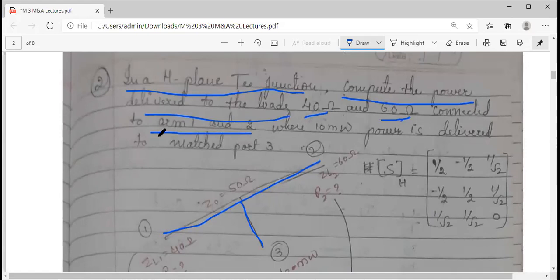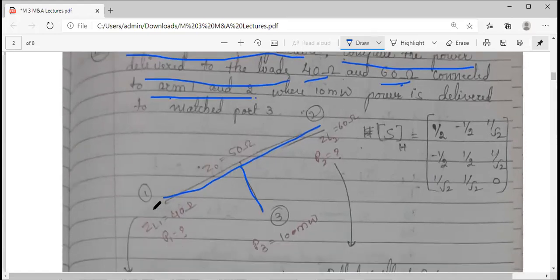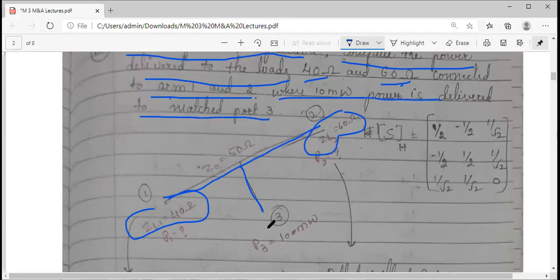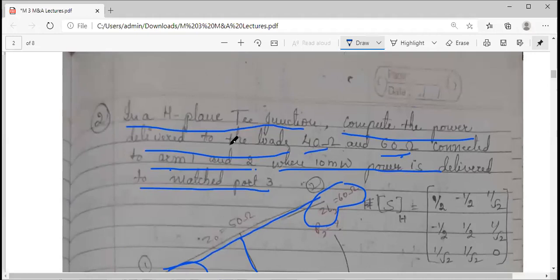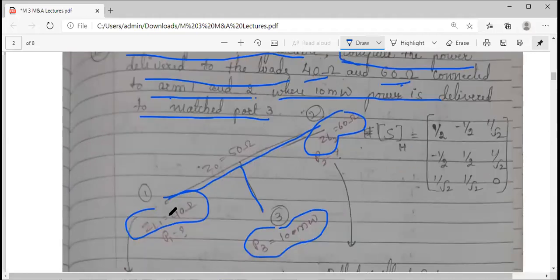So 40 and 60 are connected to arm 1 and 2. So arm 1 के लिए load क्या है? 40 है. Arm 2, it is 60 ohm, 40 and 60. When 10 milliwatt power is delivered to matched port 3. So at port 3, the power delivered is 10 milliwatts. And we know this already in the given question. What we need to find? Power delivered to these loads.